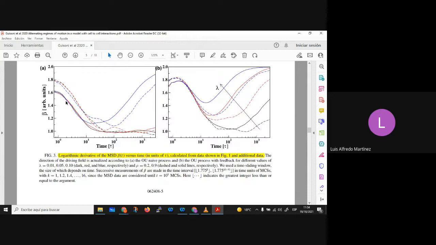Figure 3 corresponds to the temporal behavior of the MSD, which scales with time as a power law, proportional to t to the beta. Beta equal to 2 corresponds to the ballistic behavior, and 1 corresponds to normal diffusion behavior. By means of the logarithmic derivative function, we can see beta. These figures show the plot of beta for different values of the friction coefficient, lambda.